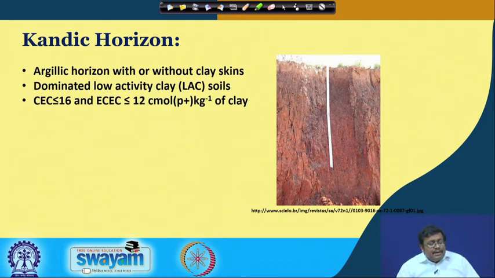Now, candic horizon. Remember that the candic horizon is mainly composed of low activity clays, or in other words, this candic horizon is a modification of argillic horizon. So, it is basically an argillic horizon with or without clay skins, and it is dominated by low activity clays, and it has a cation exchange capacity of less than 16 and effective cation exchange capacity of less than 12 centimole proton per kg of clay. So, it can be found in red and lateritic soils, and it is dominated by low activity clays.